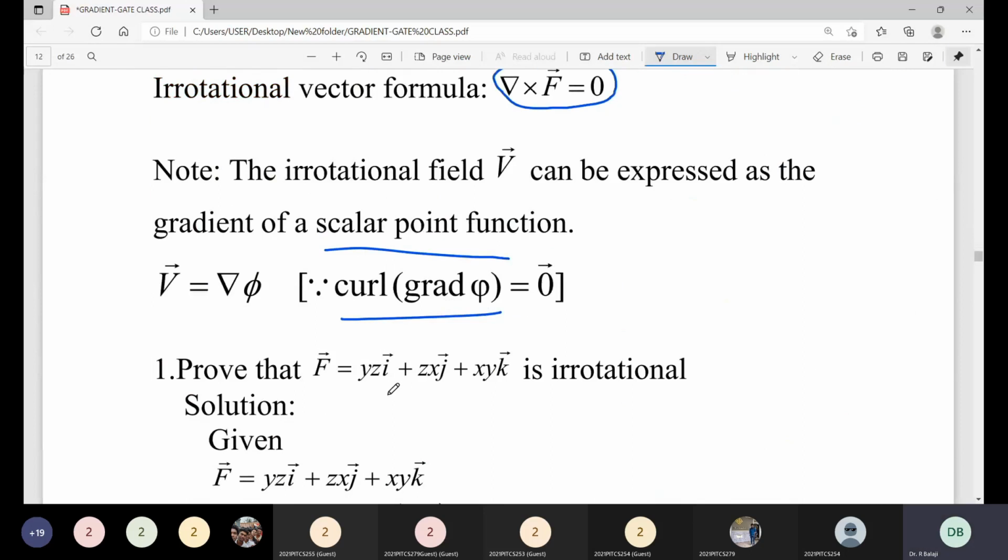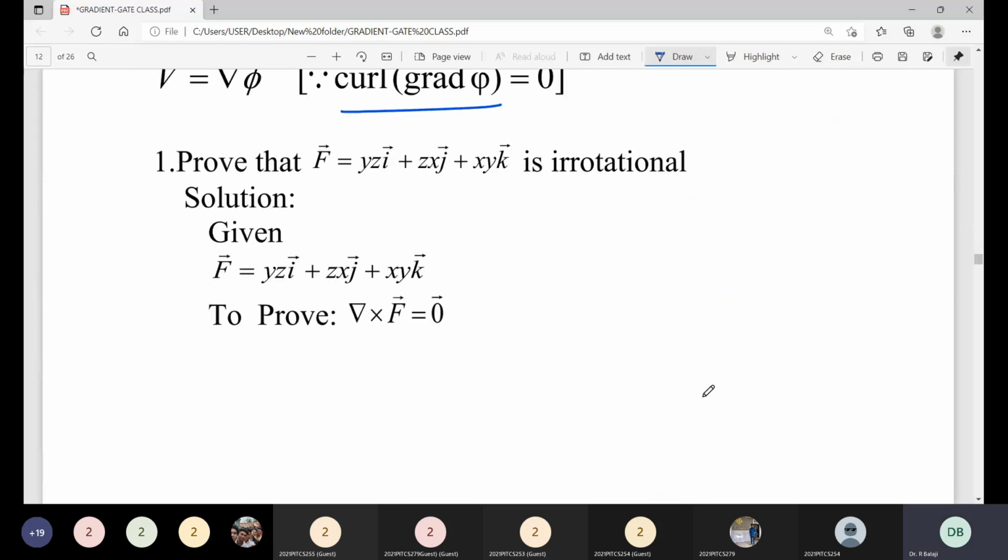First one, prove that F vector is equal to yz into i vector plus zx into j vector plus xy into k vector is irrotational. Now, solution. Given F vector is equal to yz i plus zx j plus xy k. So, we know the formula of irrotational. Del cross F is equal to 0. Now, i, j, k, then del by del x, del by del y, del by del z, yz, zx, xy.